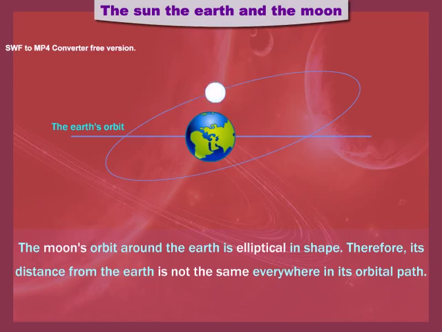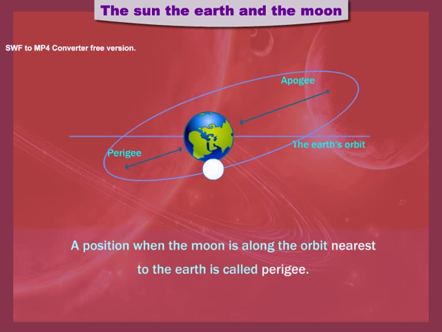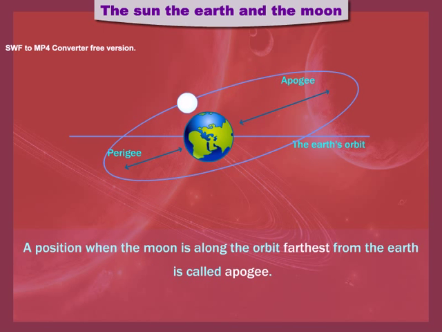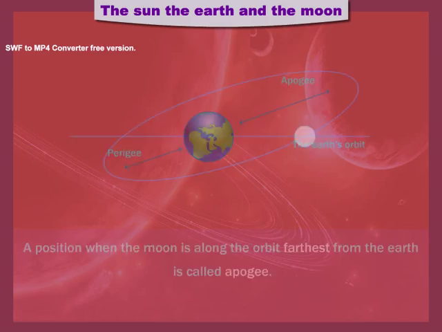The Moon's orbit around the Earth is elliptical in shape. Therefore, its distance from the Earth is not the same everywhere in its orbital path. A position when the Moon is along the orbit nearest to the Earth is called perigee. The position when the Moon is along the orbit farthest from the Earth is called apogee.